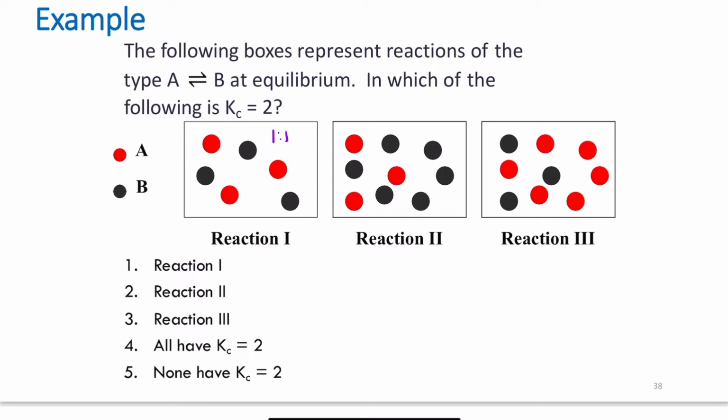Here I've got a 3-to-6, or better yet, 1-to-2 ratio. That's going to do it. And here I've got a 6-to-3, or better yet, 2-to-1 ratio. What I mean by that is A to B, by the way. And I know B is my product. I want Kc equal to 2, which means my ratio needs to be 1-to-2: 2 times more of my product than I have of my reactant. It is reaction 1.